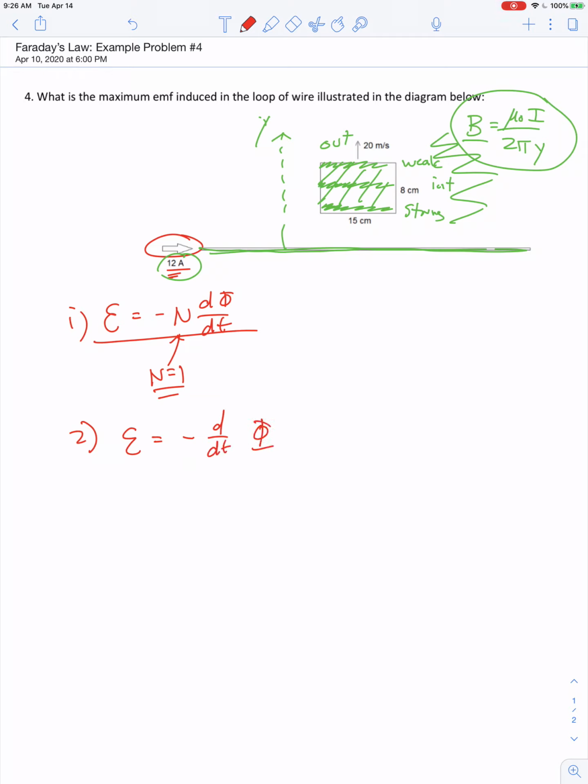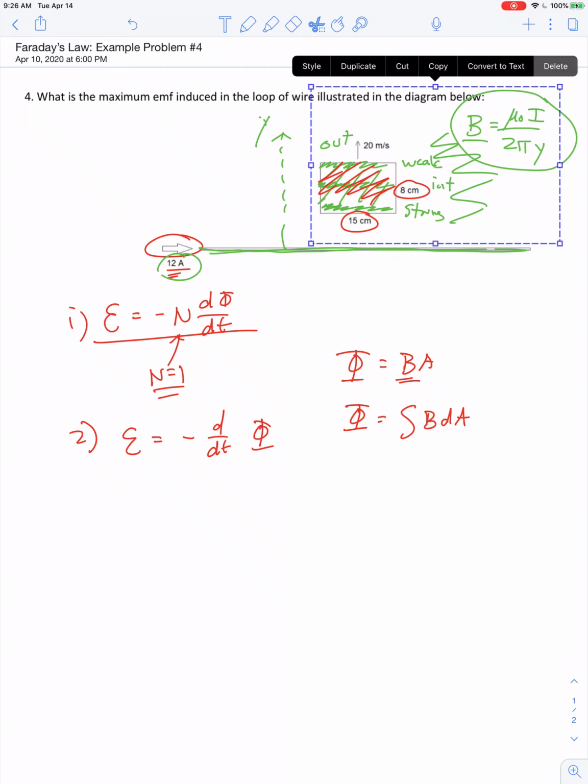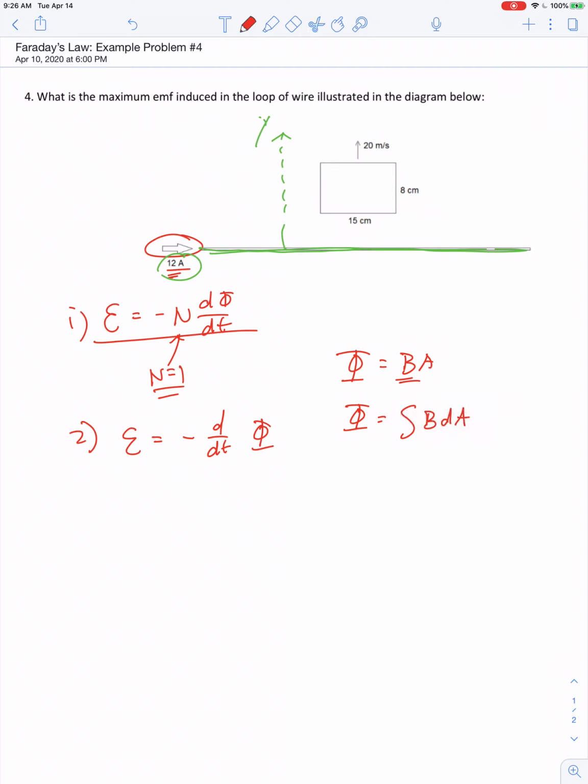But we can't just say flux is equal to B times A and be done with it. We can certainly calculate an area, 15 centimeters by 8 centimeters, but the B is not constant throughout that area. So it's best we say that the flux is the integral of B dA. So let me clean up the picture once again so I can illustrate what dA looks like. Well, dA is just a little slice of the total area, right? It's that shaded region. So dA is just length times dW.